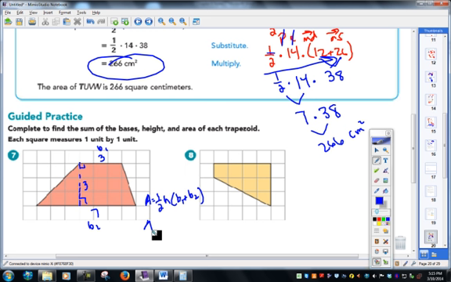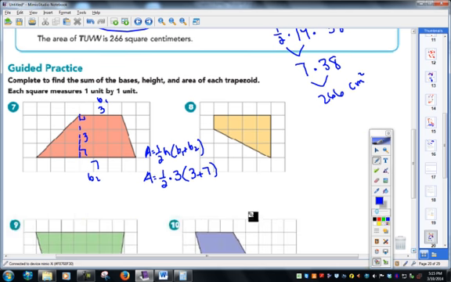Okay? Now, we're going to go ahead and start plugging in what we know. 1/2 times my height, which is 3, times 3 plus 7. Notice the first two steps here are very important, and I expect you to do the same. I expect you to write the formula, and then I expect you to fill in anything for the variables.